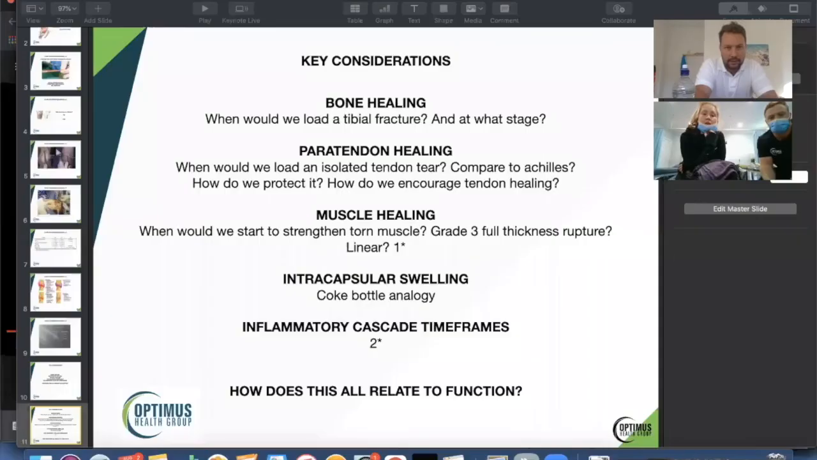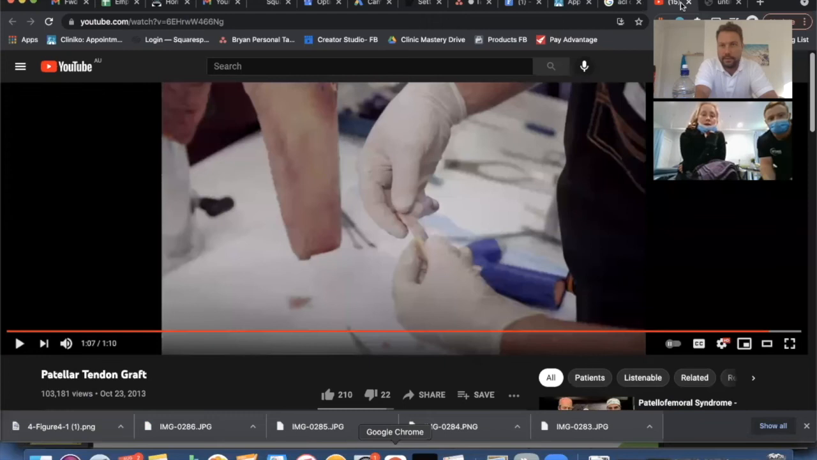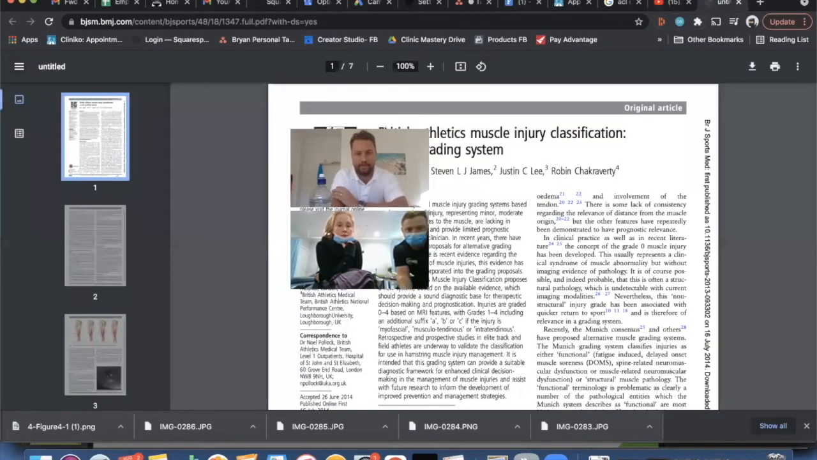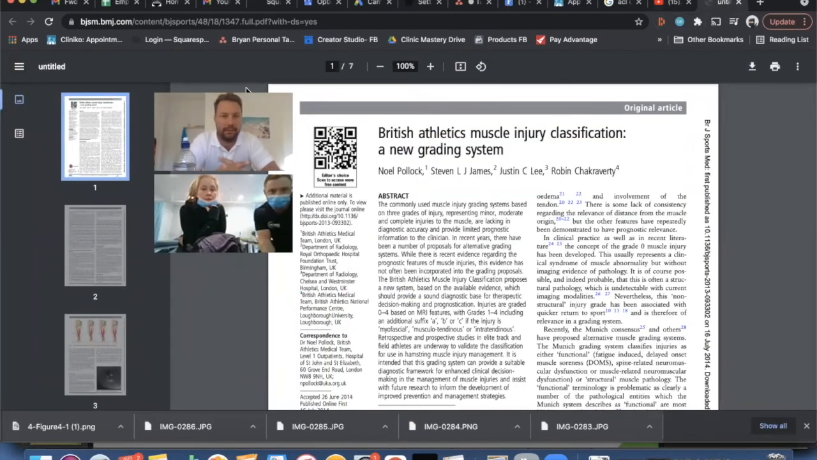So the last thing to go through, there'll be extra reading on that muscle injury classification. Is that the BAMIC thing? Let me show you. You guys can see my screen? Yeah. Oh, this one. Yeah, the BAMIC one. The BAMIC system. So this will be further reading.